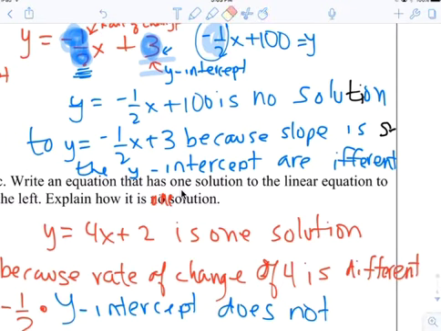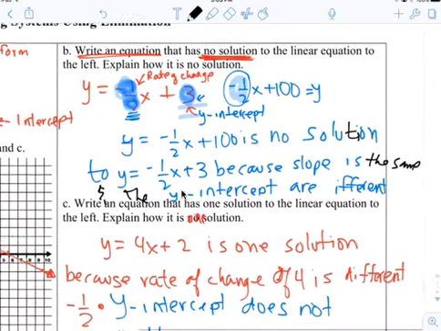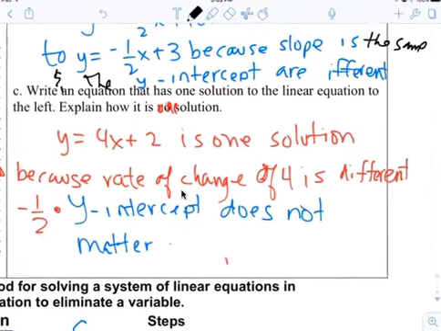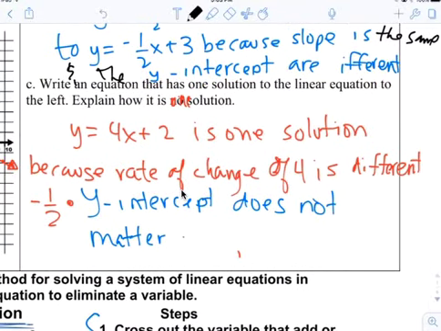Notice I didn't put the same here. I just put the slope is the same, and the y-intercepts are different. Okay. Write an equation that has one solution to the line.